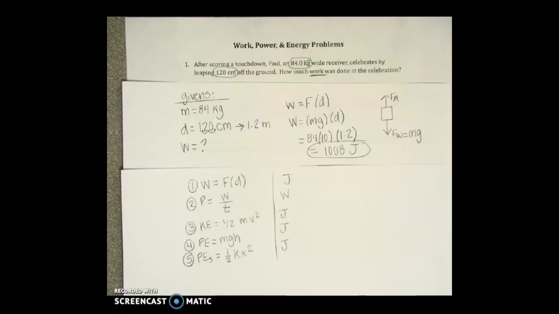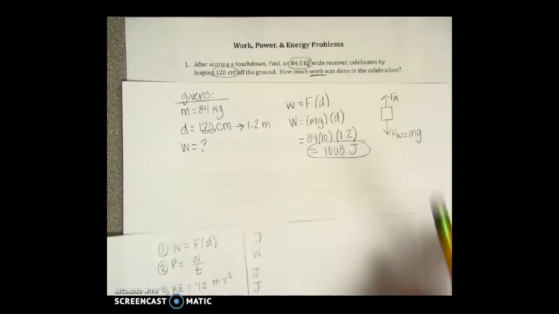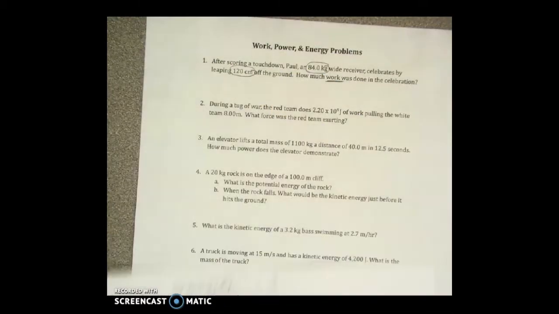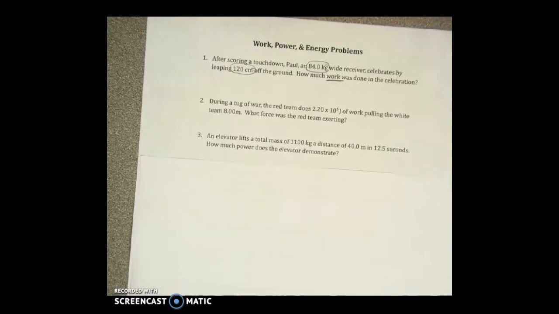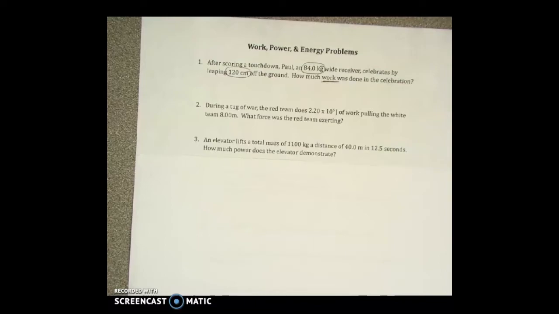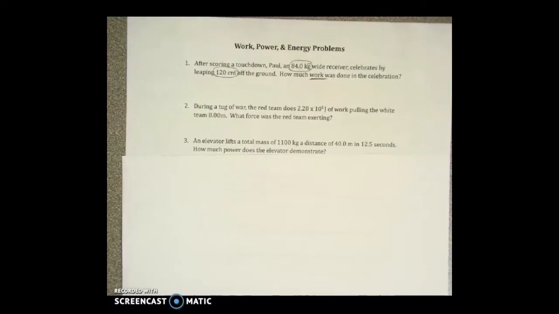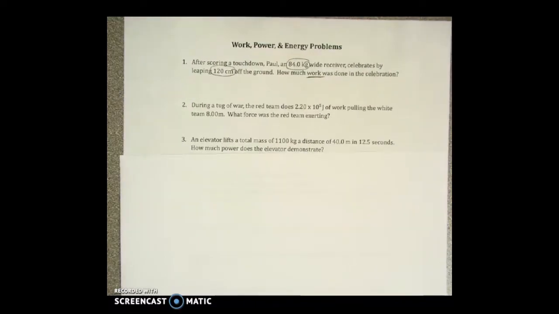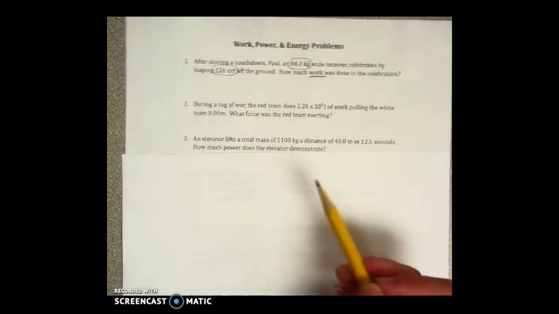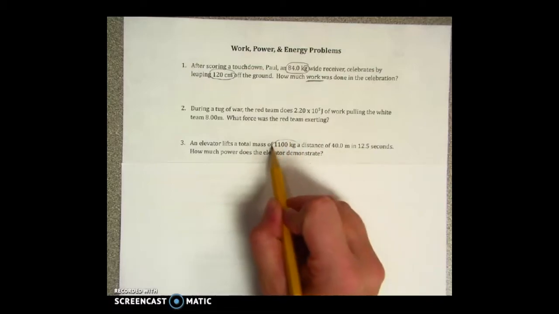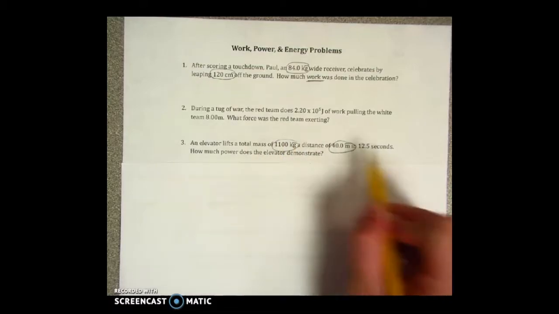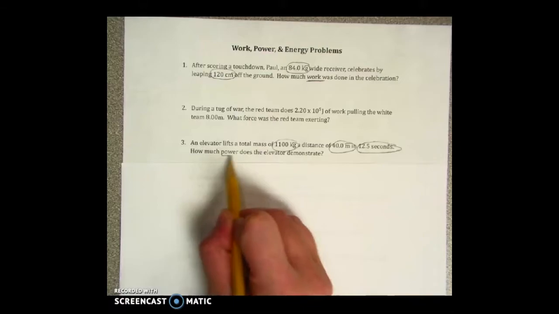We'll take a look at one that requires us to use our energy equations. All right, so we'll go ahead and do power. Let's look at number 3. Number 3 states, an elevator lifts a total mass of 1,100 kilograms, a distance of 40 meters, in 12.5 seconds. How much power does the elevator demonstrate? So let's go ahead and identify everything that's important and underline what we're looking for.